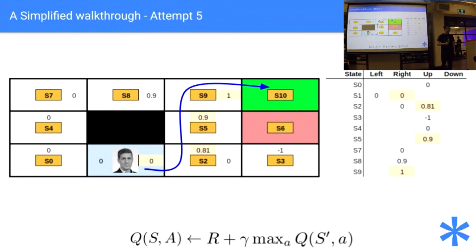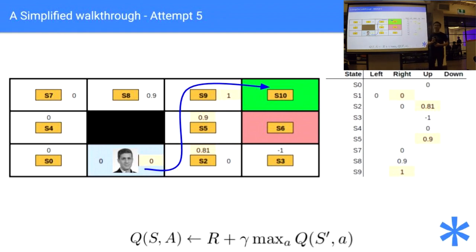Do you have a scenario where after multiple journeys from S9 to S10, that number will always be 1? The question was, do we have any scenario where as we update S9 to S10, the value of taking a right action will actually change? In this simplified scenario, it doesn't change because the reward is constant. You're always going to get a reward of 1 as you go into that grid.